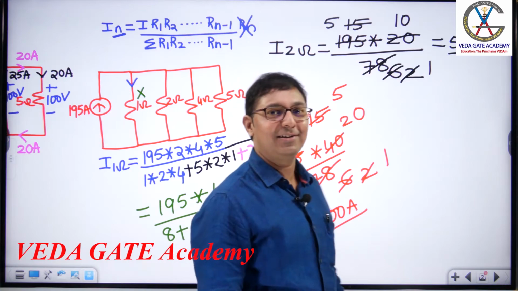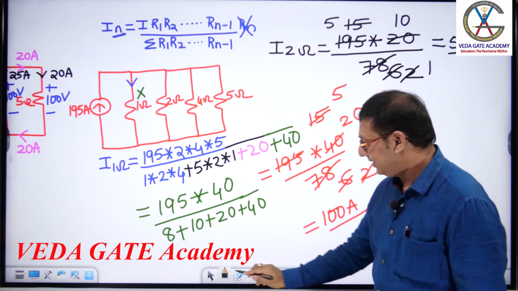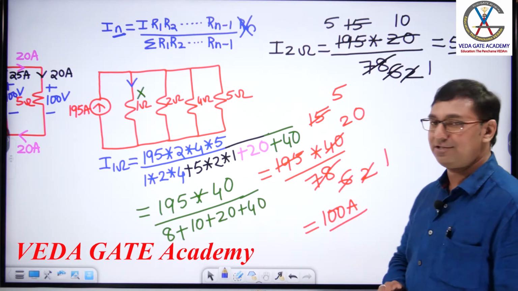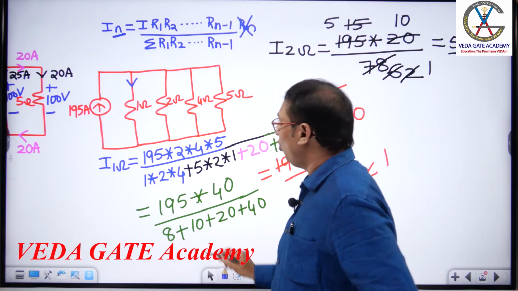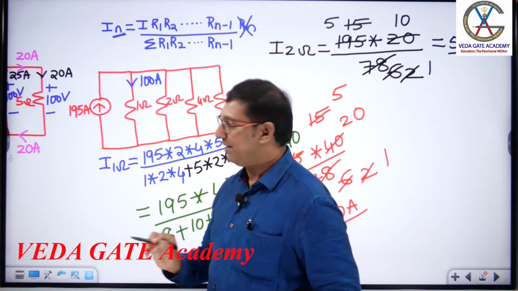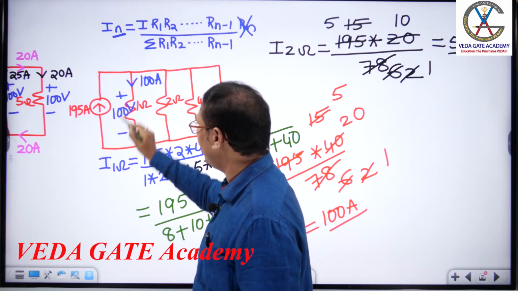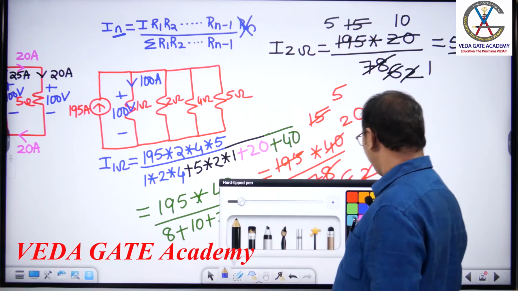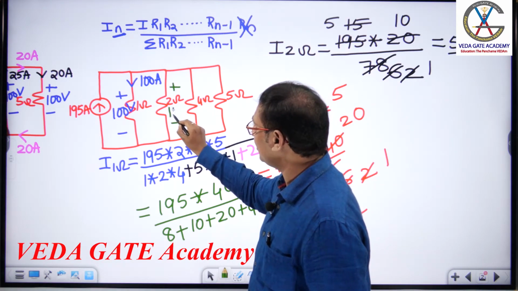No dear, who said that we have to find current in all the branches like this? Not required. Then how can we do this, sir? Let me erase this part. Once you know the current in this branch as 100 amps, tell me, what is this branch voltage, sir? 100 volts. Once you know this branch voltage as 100 volts, easily you can write the remaining branch voltages as how much?